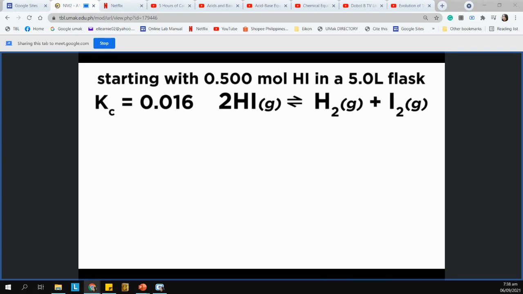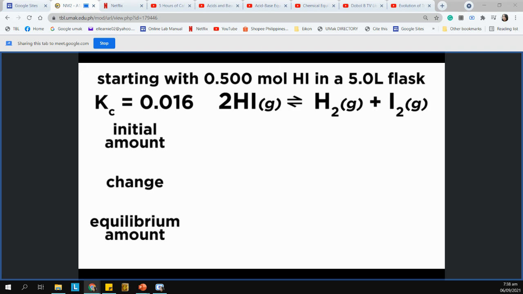Given the following information, calculate the equilibrium concentrations of each substance in terms of molarity. Remember that molarity is moles per liter. So we set up our ICE box and calculate the concentration of our reactant. That'll be the initial value, and 0 for the products.